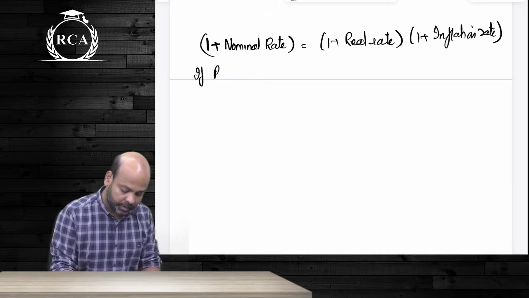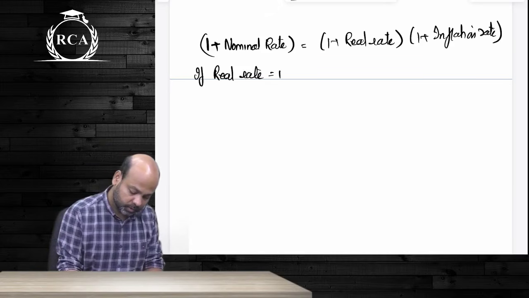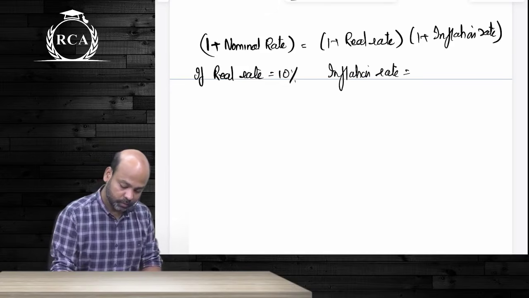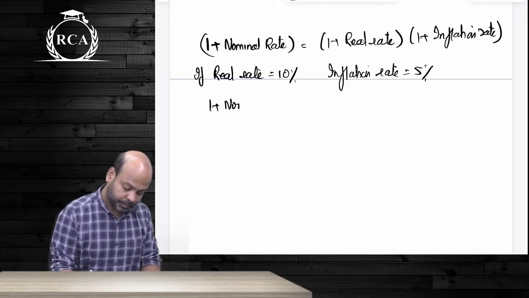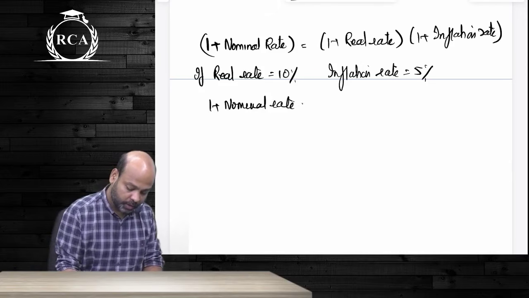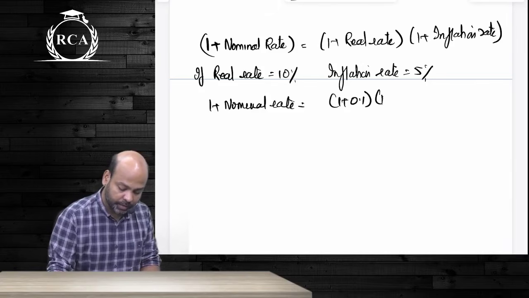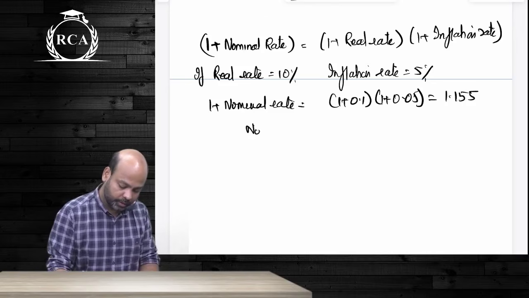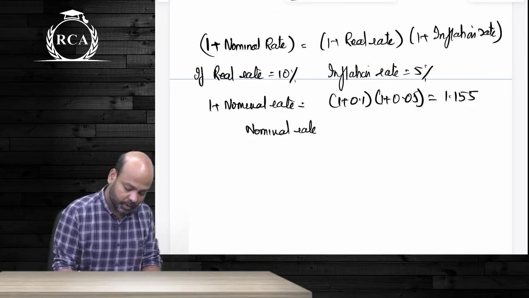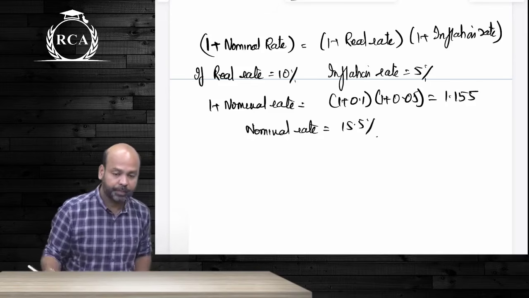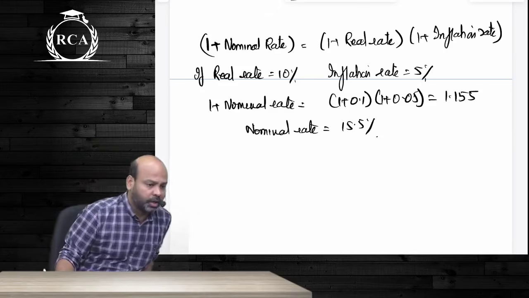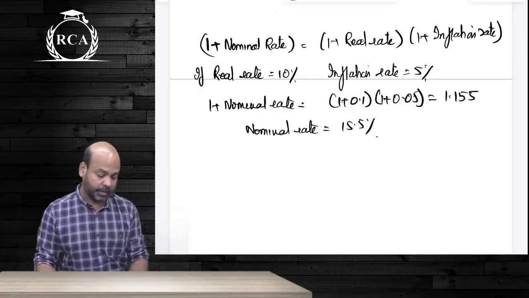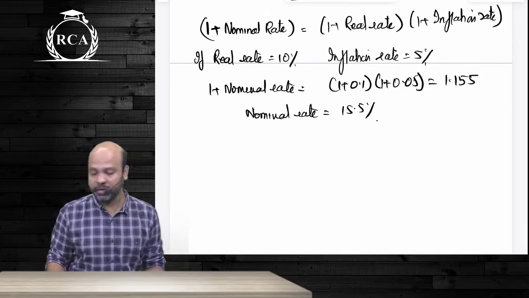As an example beta, if real rate is 10%, inflation rate is 5%. What will I write? 1 plus nominal rate is equal to 1 plus 10% into 1 plus 5%. And that will be equal to 1.155. So nominal rate will be equal to 15.5%. The same concept that we have learned under Forex. Nominal rate, guys, will be equal to 15.5%.